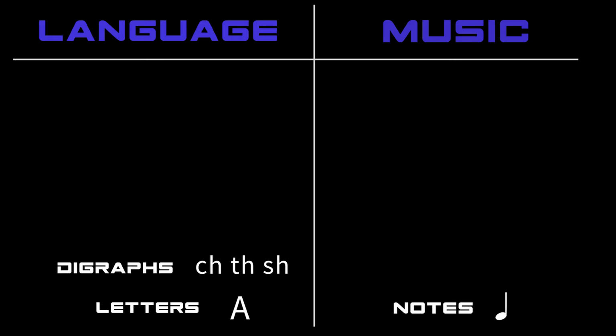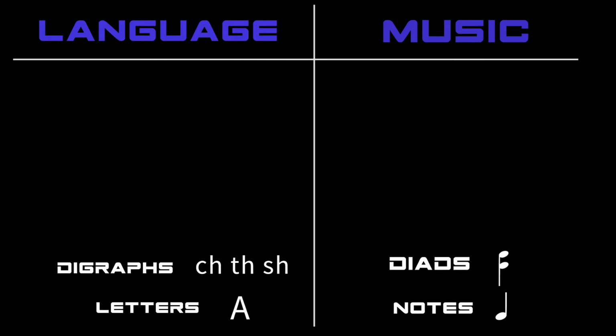For example, at the lowest tier in language, we have letters, and those correspond to notes in music. The next tier up for chunking would be digraphs, noting that a C and an H make a ch, or an S and an H make a sh. Same thing in music would be 2-note intervals, or dyads.